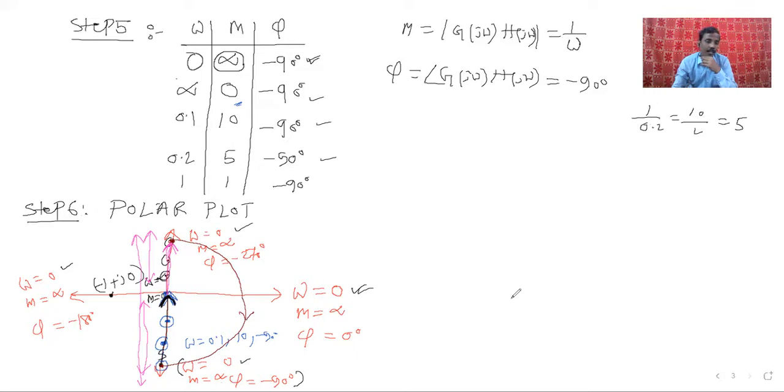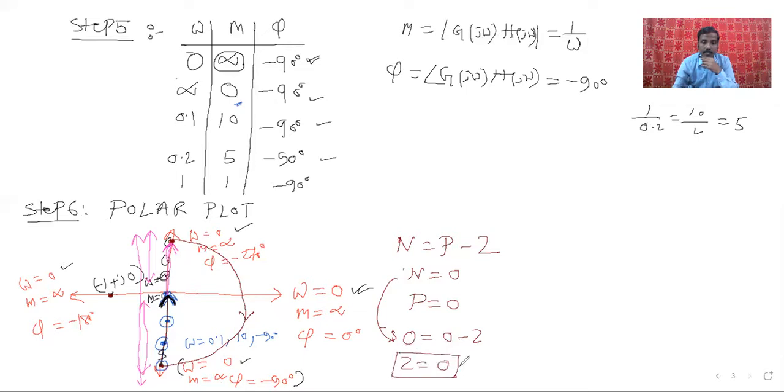Then determine the closed loop stability of this system. In this case, what is the formula? N equals P minus Z, where N is the number of contour encirclements. In this case, there is no encirclement because the minus 1 plus j0 point is outside of the Nyquist plot. So N equals 0. And P equals 0 because there are no right-hand side poles. Then N equals 0, P equals 0, Z equals 0.